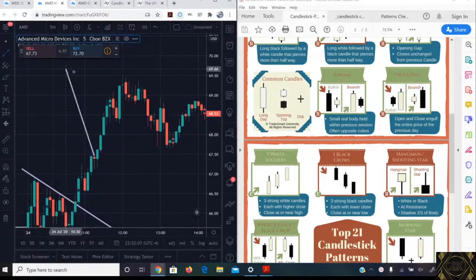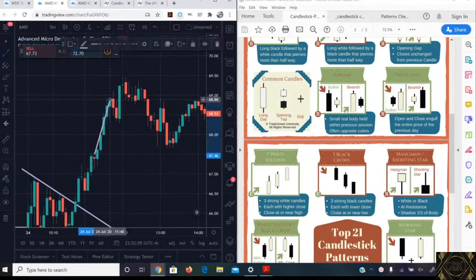So we're going to draw lines here. And you can see that pretty much this formed another bull flag up here. So this would have given us a perfect opportunity to ride this up just a little bit more, and we could have gotten in all the way up here. So we could have scalped this pretty much from the 3rd candlestick, let's say 68.45 to about 69.5. That's a whole $1 on AMD.